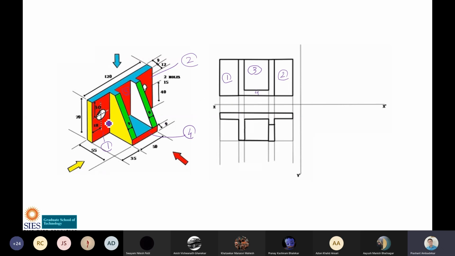Then there is a hole here. There is a hole here. This hole, and you can see a hole here. You will not be able to see this hole completely.